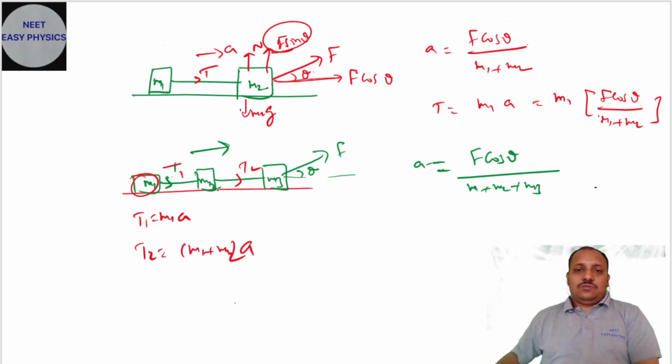Correct? So like this, not only 3. If they give 30 or 50 masses also, you have to apply the same concept. Force is acting on which mass? Behind it how many masses are there? Here T1, therefore only M1. Here T2, therefore M1, M2. Like that you have to take. Then definitely you will get the answer.